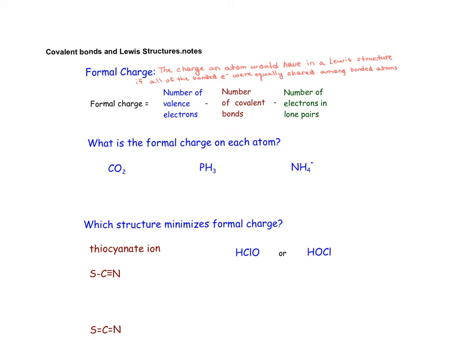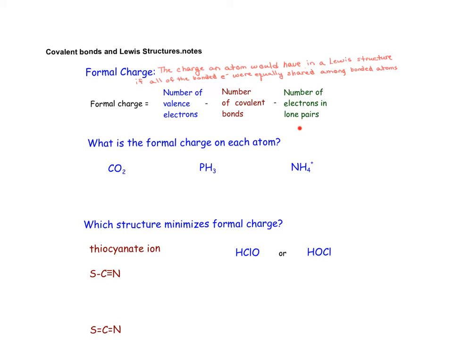Formal charge is the charge an atom would have in a Lewis structure if all the bonded electrons were equally shared among bonded atoms. So that's a really confusing definition, but we're going to talk through it. So here's the equation for formal charge. We have the number of valence electrons minus the number of covalent bonds minus the number of electrons in lone pairs.